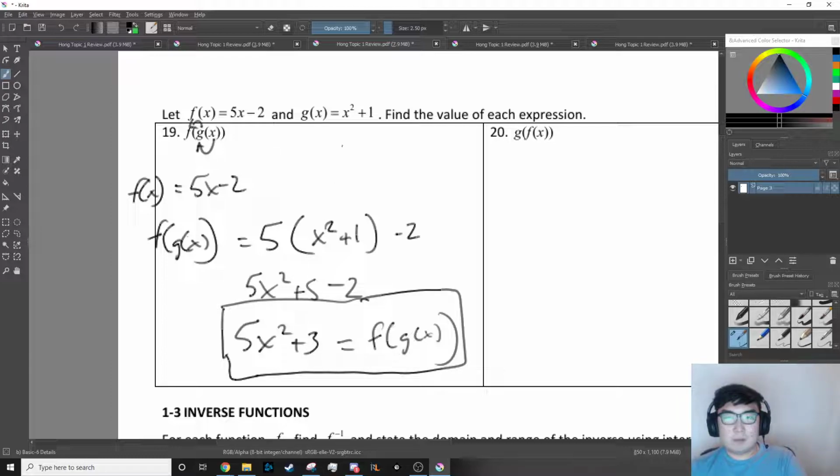So in review, step 1, replace the outside equation. Step 2, replace x into the inside equation. Then step 3, simplify.